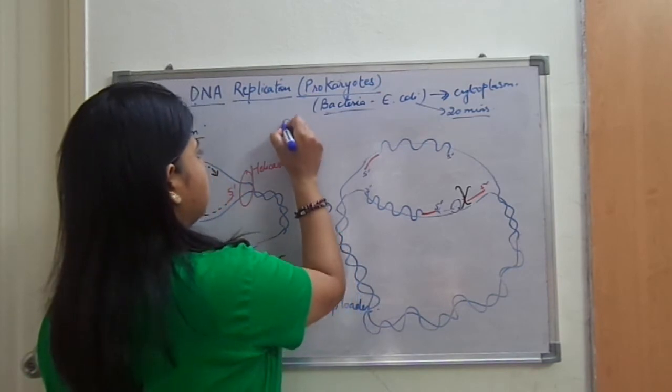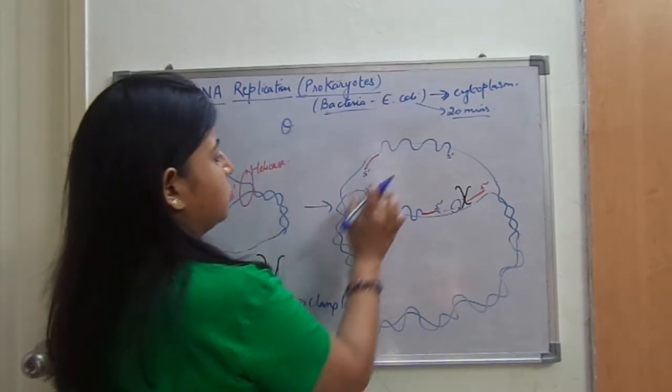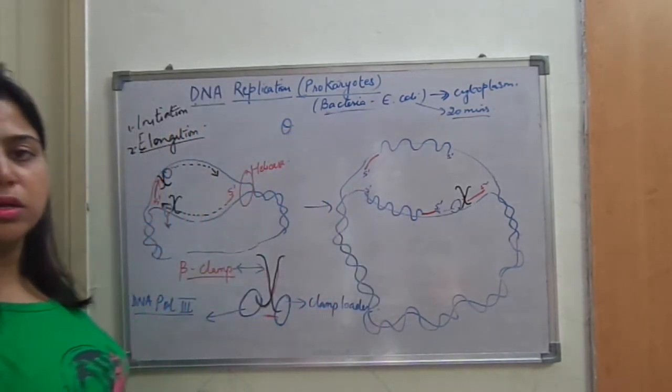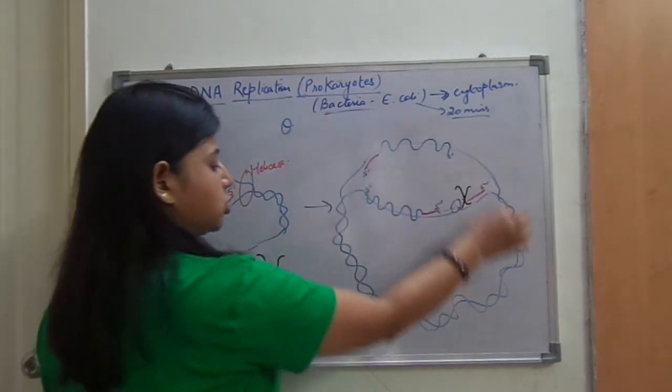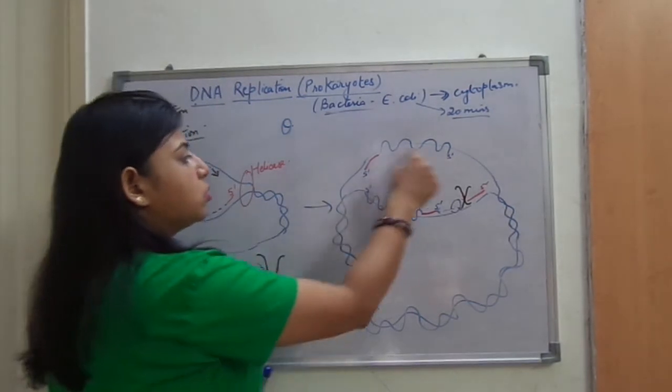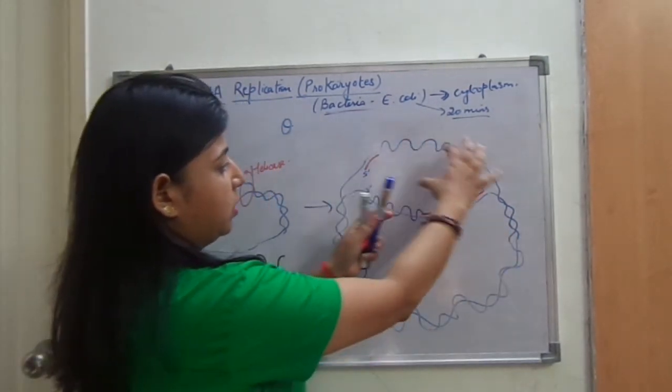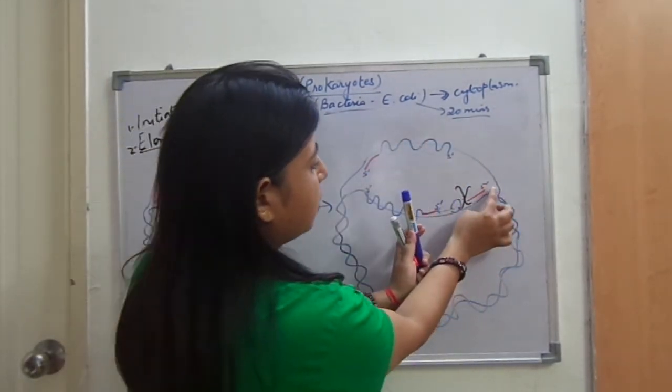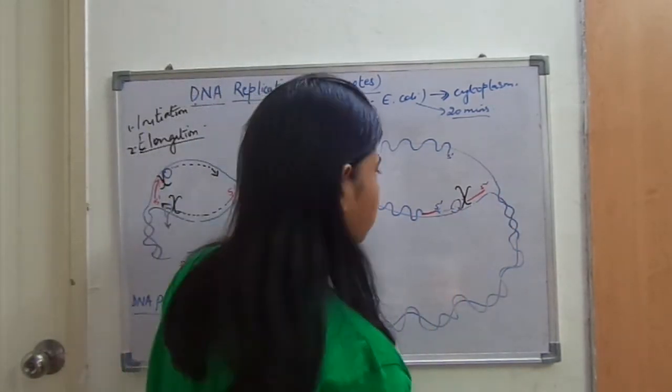This resembles theta structure. So this mode of replication is also known as theta replication. This structure is known as theta structure, first of all. Second thing, it is also known as rolling circle replication because it is rolling. Further again, see, helicase is present over here.